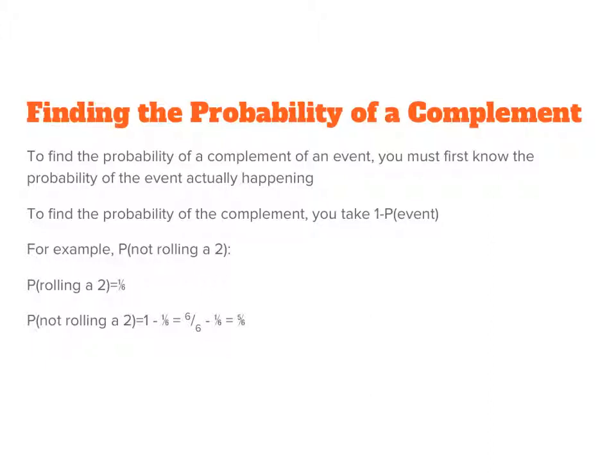So for example, the probability of not rolling a 2. You take the probability that you do roll a 2, which we know should be 1 over 6, and to find the probability of not rolling a 2, we take 1 minus a sixth. Now when we subtract, we like it as fractions, so I can rewrite 1 as 6 over 6. So it's 6 over 6 minus 1 over 6, which would give us 5/6. So the probability of not rolling a 2 would be 5/6.